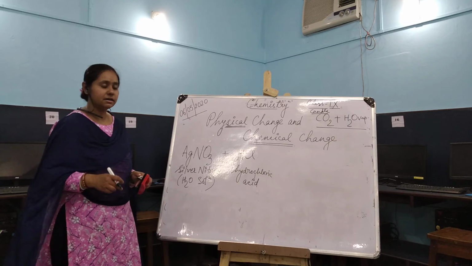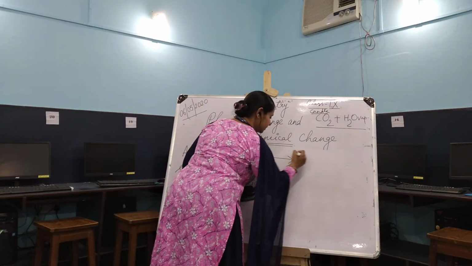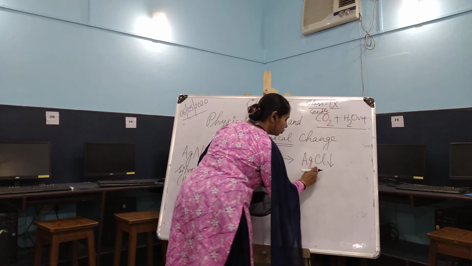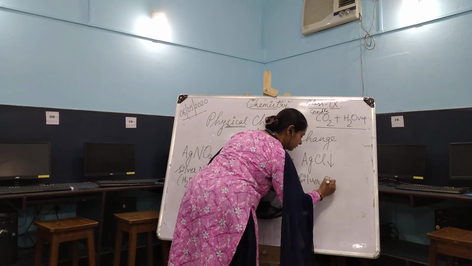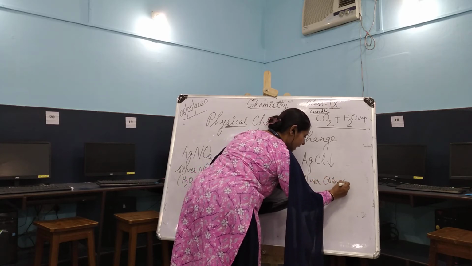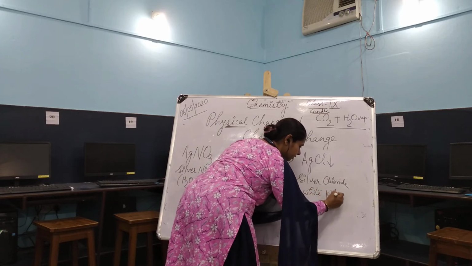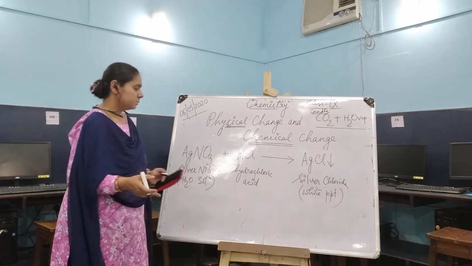The moment you have added HCl, what will happen? A reaction will take place. In this reaction, it will form silver chloride. It will form silver chloride as a white PPT, in the form of white precipitate.